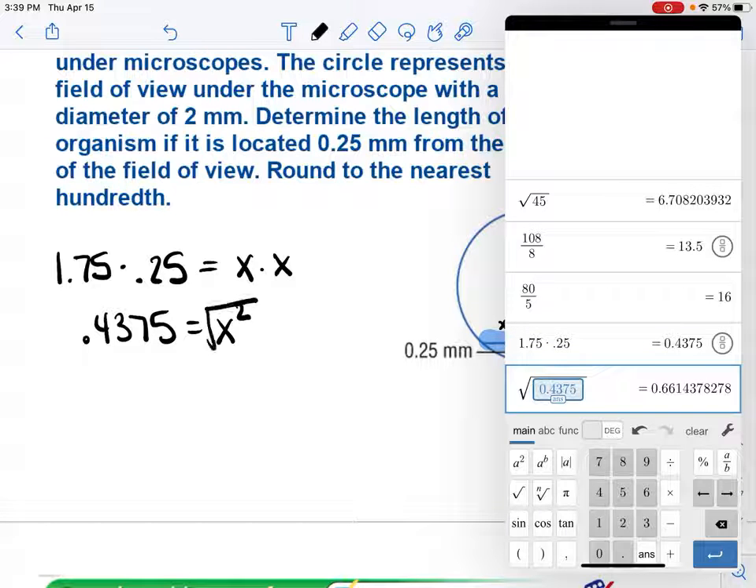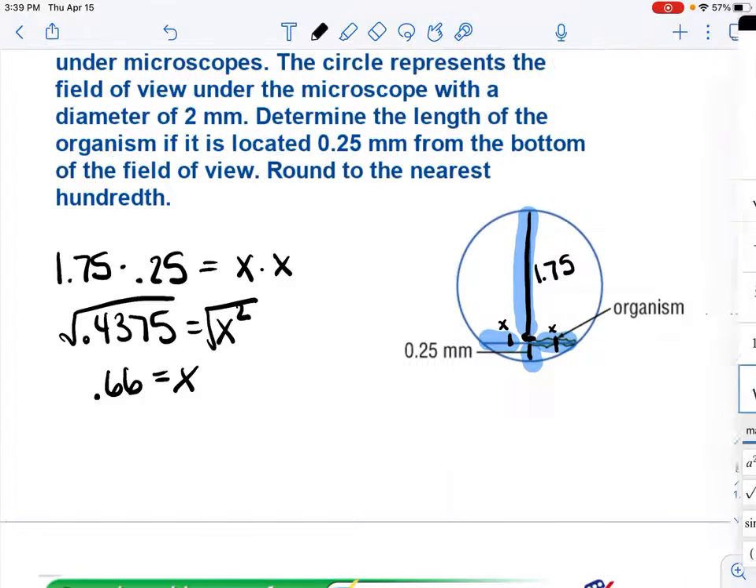We end up getting about 0.66 is equal to x. There's also another way we could think about this.